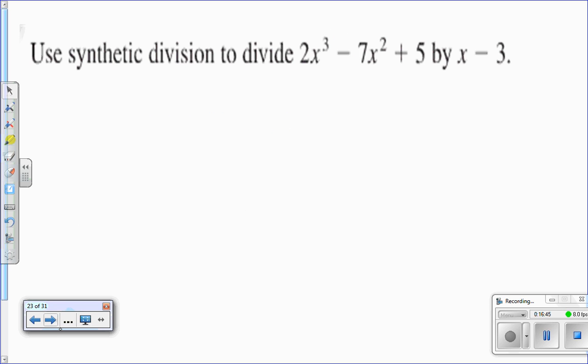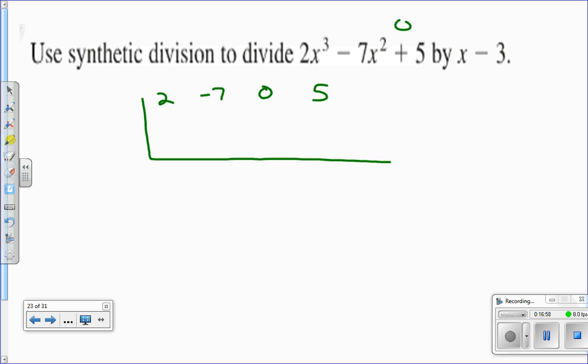So here's a good example. We start by writing down the coefficients of the dividend, which are 2, negative 7, 0, and 5. Notice there is no x term, so I have to count that with a 0. And then we're going to change the sign and put the 3 out here.